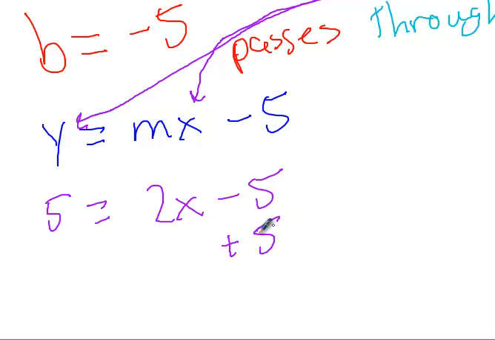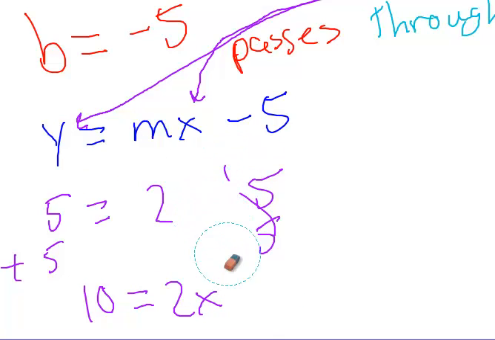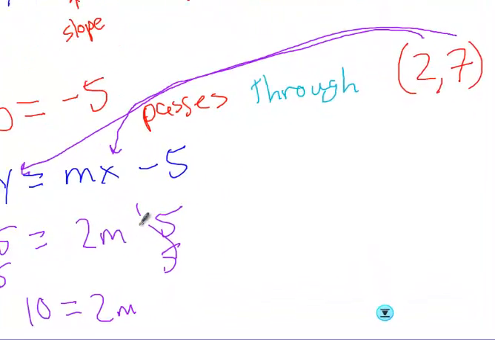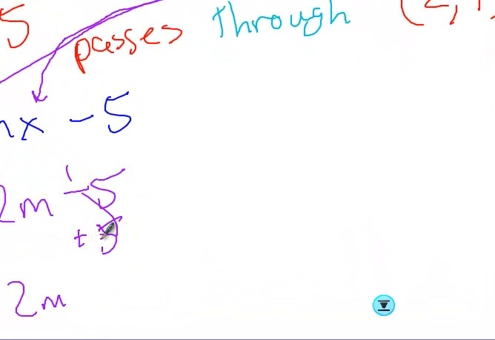Okay, we have to get the 2x alone, so let's add 5 to both sides. You get 12 equals 2x. Oh, nope, sorry, this is wrong. It should be 2 times m, not 2 times x. Because x we know, but we're trying to find m. So it's going to be 2m, this was minus 5, this plus 5. Okay, so you have 12 equals 2m, divide both sides by 2, and m is equal to 6.